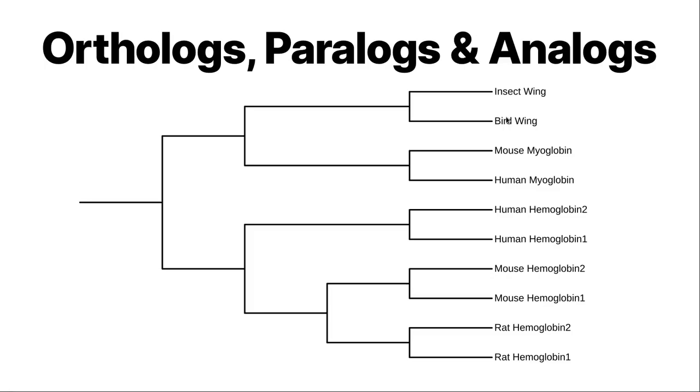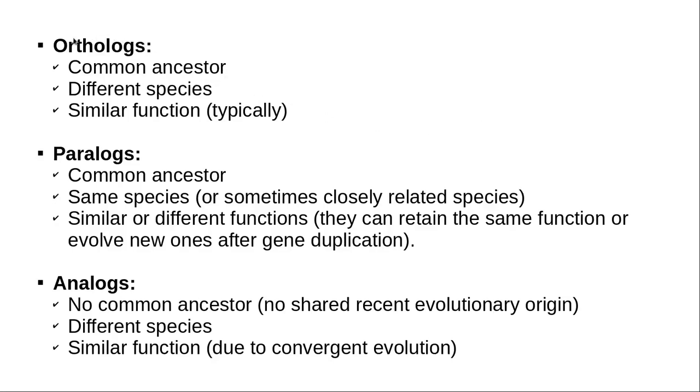If we recap the concept here, then we can see orthologs have a common ancestor in different species and they usually have similar function. And for paralogs, they have a common ancestor, they could be in the same species or closely related species, and they could have similar function or different function. And for analogs, they don't have any common ancestor and they are obviously different species and they have similar function.